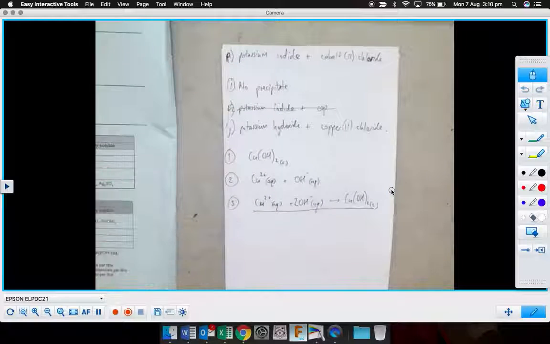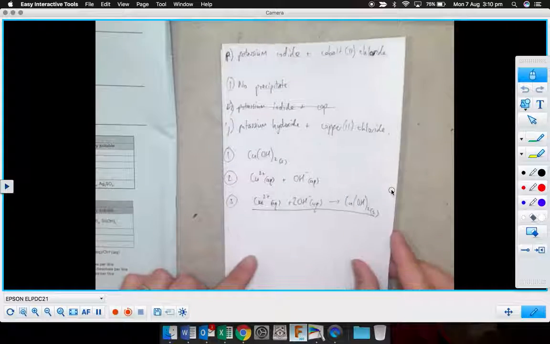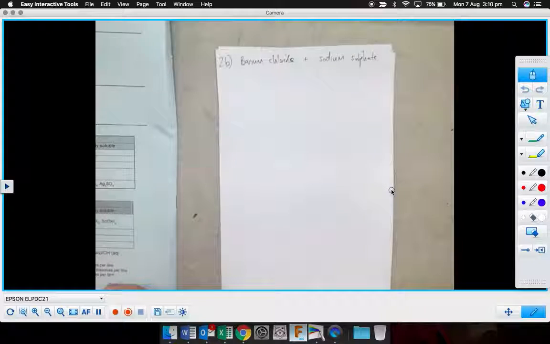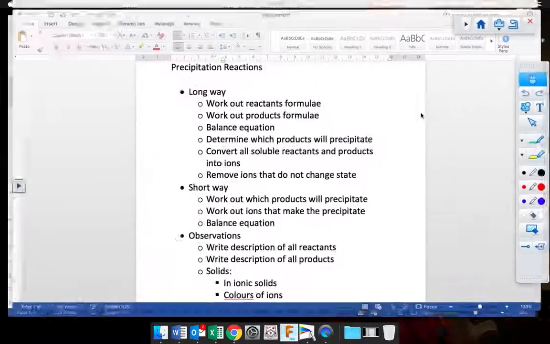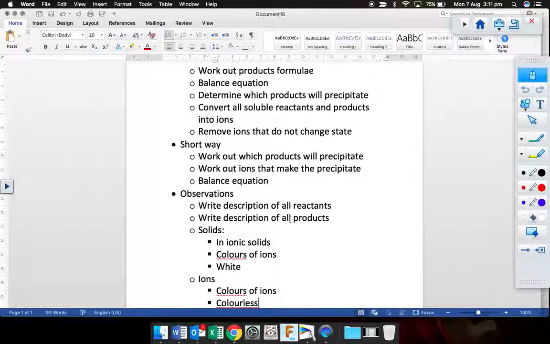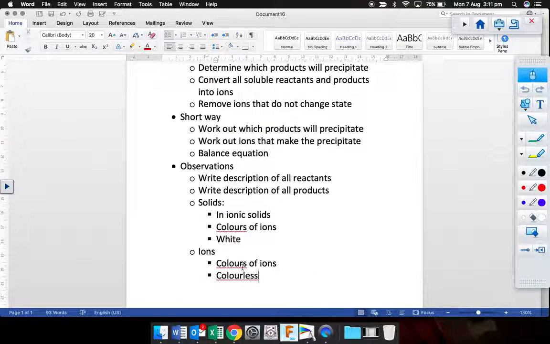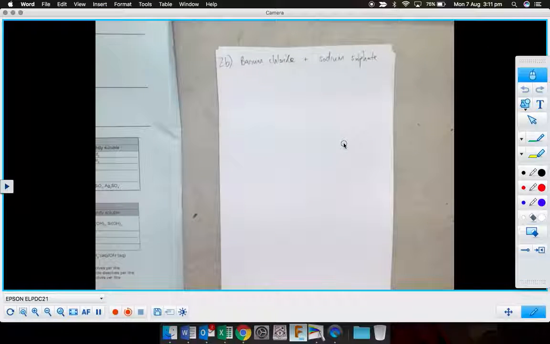So let's move on now to one of the observations. When we deal with observations, we have to think if they are in stoichiometric ratios. For this example, they are, and we must consider that we have to write out all the reactants, write out all the products, and the solids. We have to give them colors if they are colored, and the solutions must be colored if they are colored. So let's have a look at this particular question here.